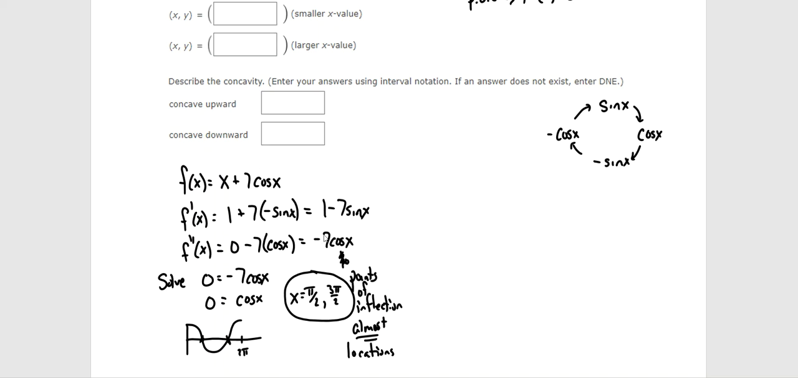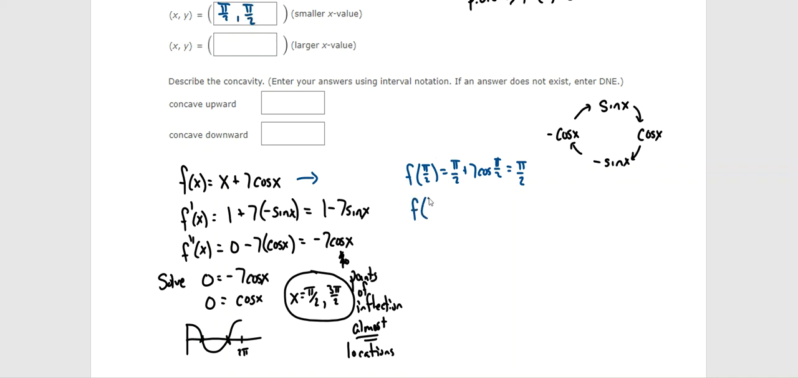Okay, and so if they're just the locations and I want the points, now what I have to do is go back to the original and find f of pi over 2. That's going to be pi over 2 plus 7 cosine of pi over 2. But we know that cosine of pi over 2 is 0. It says so right here. So 7 times 0 is 0, and this turns out just to be the x value. So pi over 2, comma pi over 2.